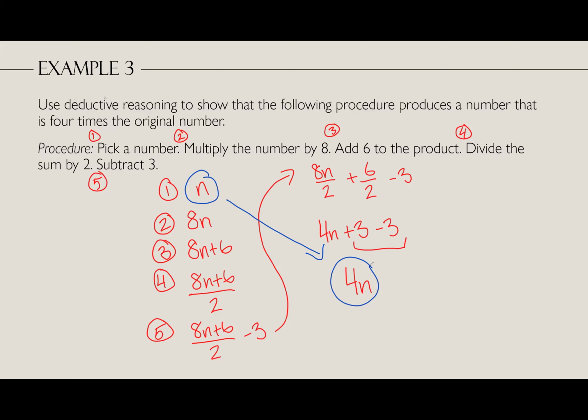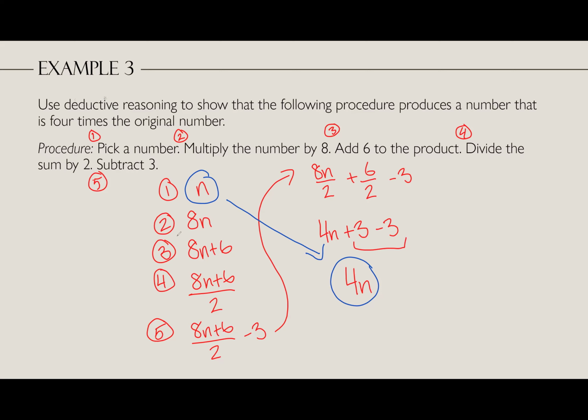I didn't do any plugging in of n. I didn't choose examples. I applied this general process and was able to get an idea or a conjecture about what I'm working with. So we have example 3.